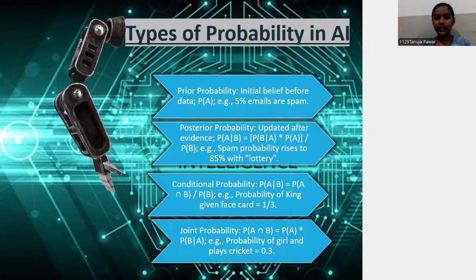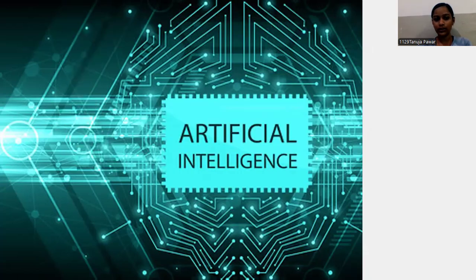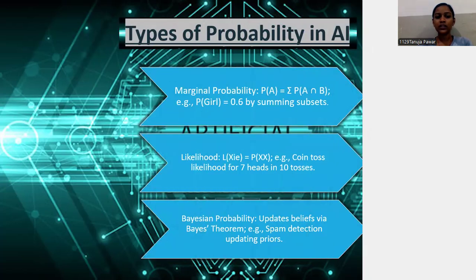Then the types of probability in AI. There are some types, and I am choosing some of these. The first one is prior probability, the initial belief before the data. The posterior probability is the updated probability after evidence. The conditional probability is, for example, the probability of king given face card, which is 1 by 3. And the joint probability is, for example, the probability of a girl and plays cricket, equal to 0.3. Also marginal probability, likelihood probability, and Bayesian probability. It updates the beliefs via Bayes theorem. We use it in spam detection and updating the priors.